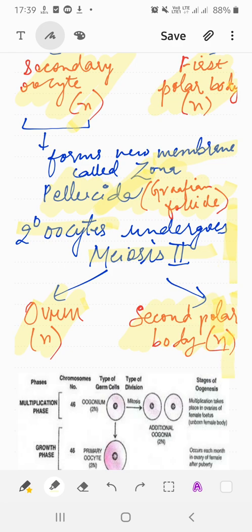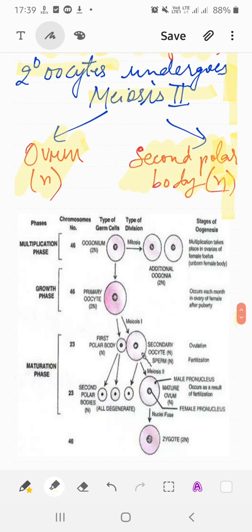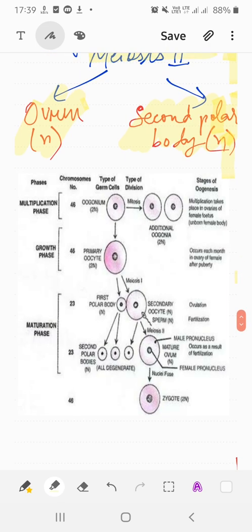So we can see in the systematic representation that oogenesis is divided into three phases: the multiplication phase first, then the growth phase, and then the maturation phase. During the fetal stage, the oogonia undergo equational division to form a mass of oogonial cells, and out of these the primary oocyte is formed, which is the growth phase. The primary oocyte at this stage undergoes meiosis 1 but is suspended, and birth takes place.